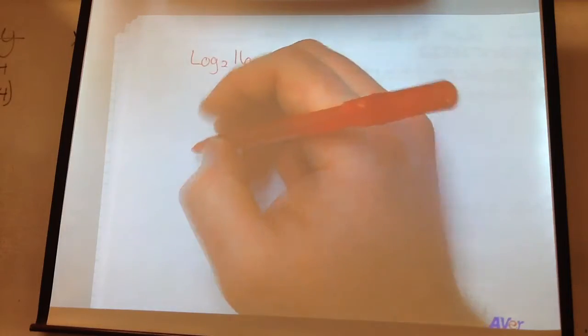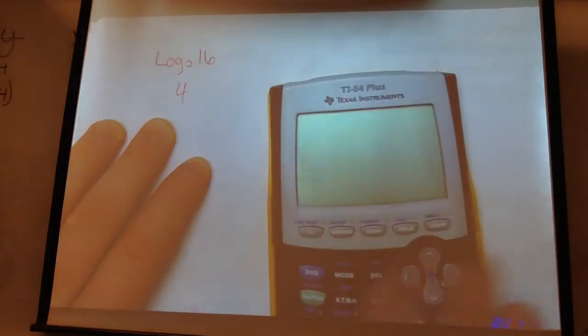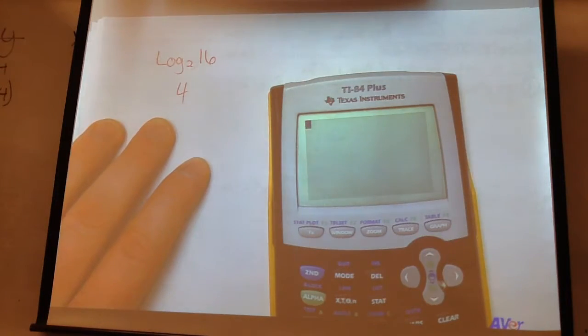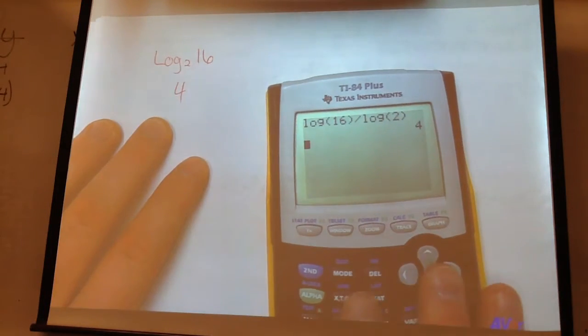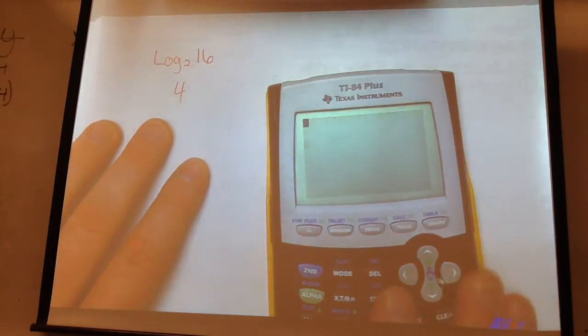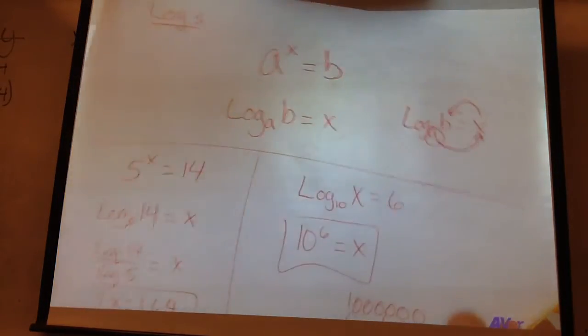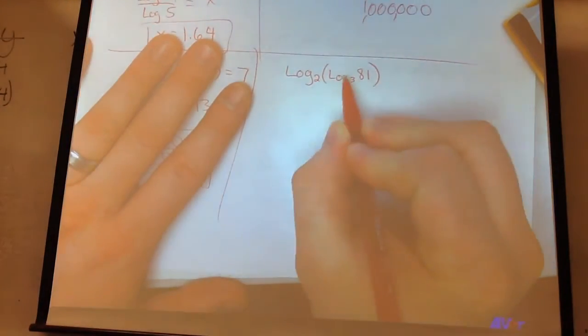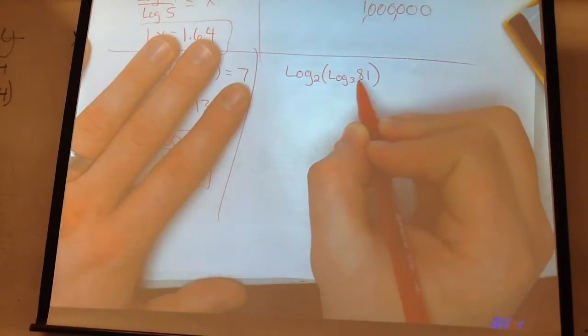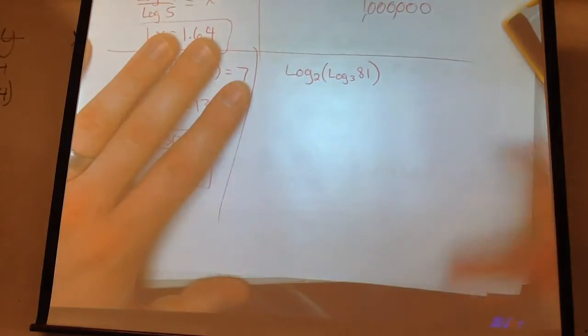4. Should be 4. And if you do it on your calculator, just to check, log of 16 divided by log of 2, yes, it's 4. So going back to this one, you do the inside first, and you go, 3 to what power gives you 81? 4. Or use your calculator.